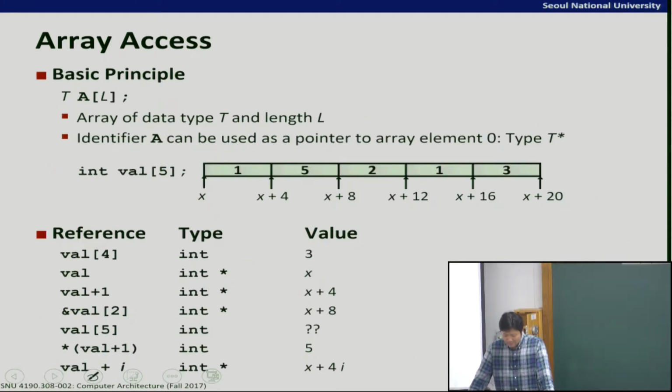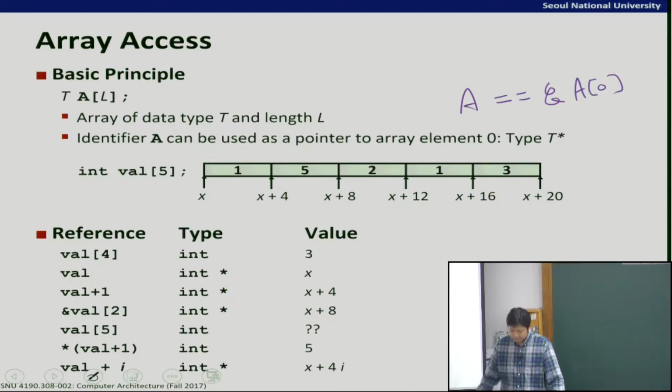So let's think about how we can access this array. Again, the same array, type T of length L. The array identifier, the name of the array, can be used, as I said, as a base pointer, right? The identifier A, the array name, can be used as a pointer to the array element 0 of type T. So as I said, A is equivalent to the address of the first element of the array, right? The same. So let's do some very simple exercise.